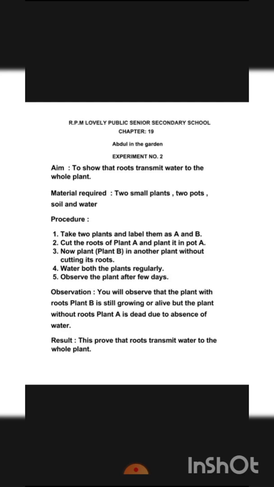Take 2 plants and label them as A and B. Cut the root of plant A and plant it in pot A. Now plant plant B in another pot without cutting its root. Water both the plants regularly. Observe the plants after a few days.